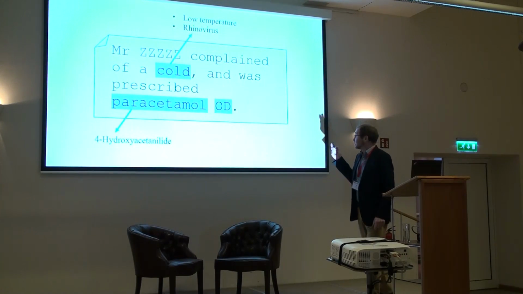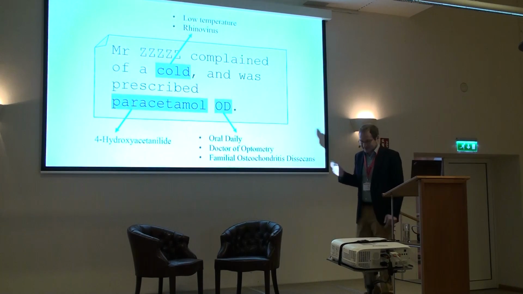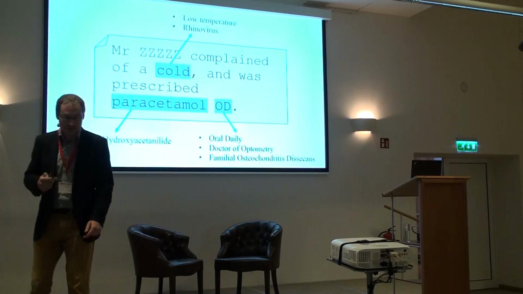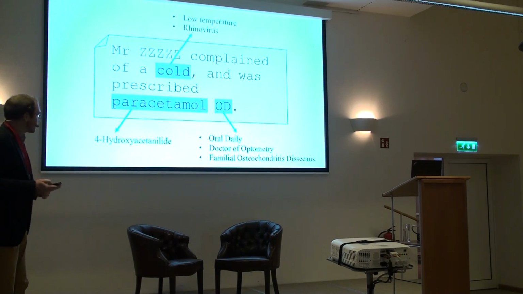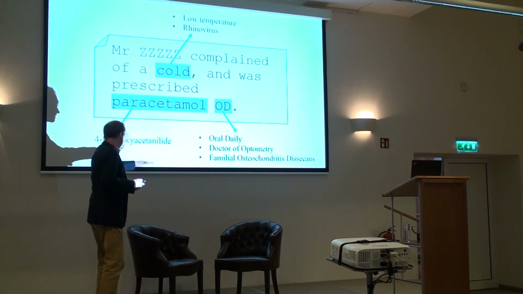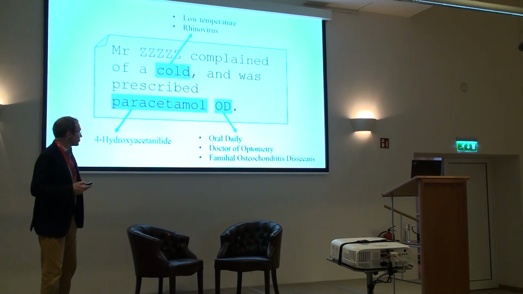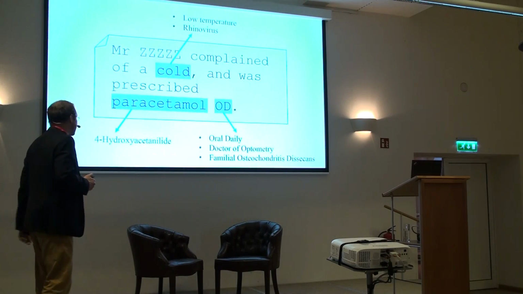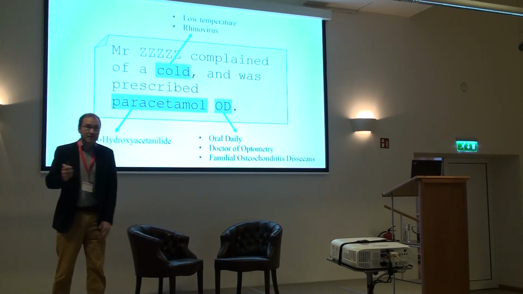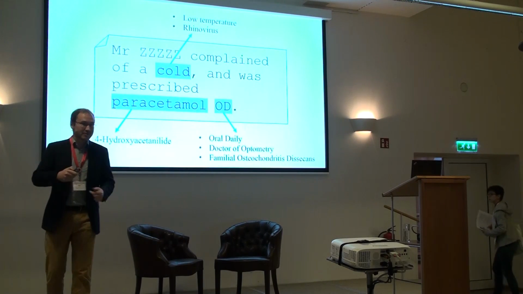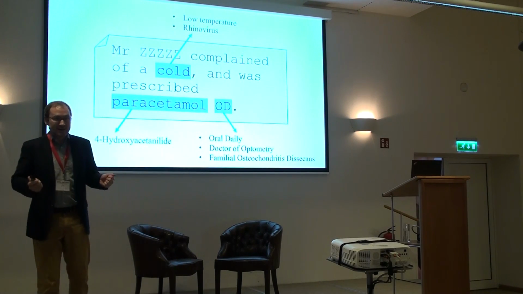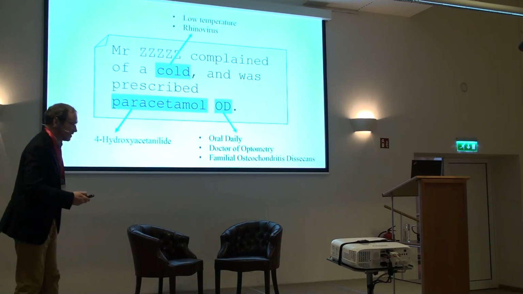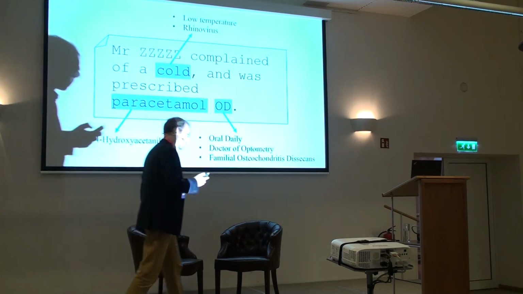And then right at the end, there's this abbreviation. Abbreviations are used incredibly often in electronic medical records, and they're very difficult to interpret. So in this case, OD could be oral daily, doctor of optometry, or familial osteochondritis dissecans. And you need again to look at the context to work out what it's most likely for. The difficult thing about abbreviations is that different hospitals tend to use different systems of abbreviations. Even sometimes within the same hospital, different departments use different systems of abbreviations, and the same abbreviations for different things.